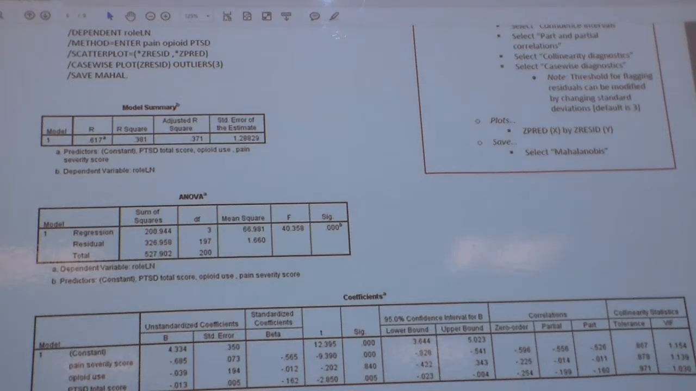And can you give me an interpretation of this standardized coefficient here? For every standard deviation increase in PTSD total score, there is a corresponding negative 0.162 standard deviation unit decrease. Fantastic. Couldn't have said it better myself.